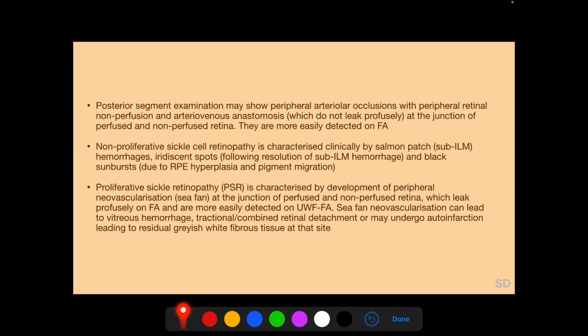Non-proliferative sickle cell retinopathy is characterized clinically by salmon patch hemorrhages, iridescent spots, and black sunbursts. Proliferative sickle cell retinopathy is characterized by development of peripheral neovascularization at the junction of perfused and non-perfused retina, which leaks profusely on fluorescent angiography and is more easily detected on ultra-wide-field fluorescent angiography. CFAN neovascularization can lead to vitreous hemorrhage, tractional combined retinal detachment, or may undergo autoinfarction, leading to residual grayish-white fibrous tissue at the site of the original CFAN.